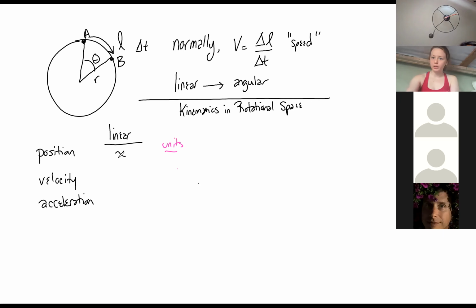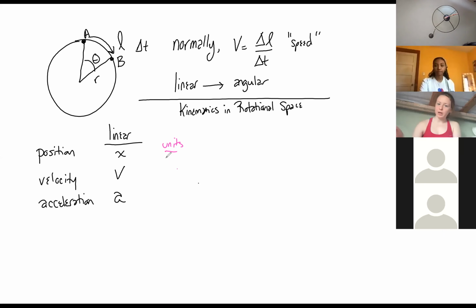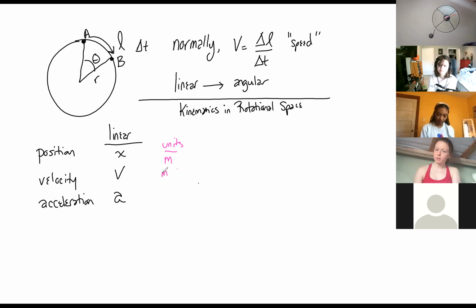How about velocity? V. Oops, that doesn't look like a V. Let me fix that. And acceleration? A. All right, so let's now do the units for these three things in linear space. The units for position in linear space were meters. Velocity, meters over seconds. Good, and acceleration, meters per second squared. Great.